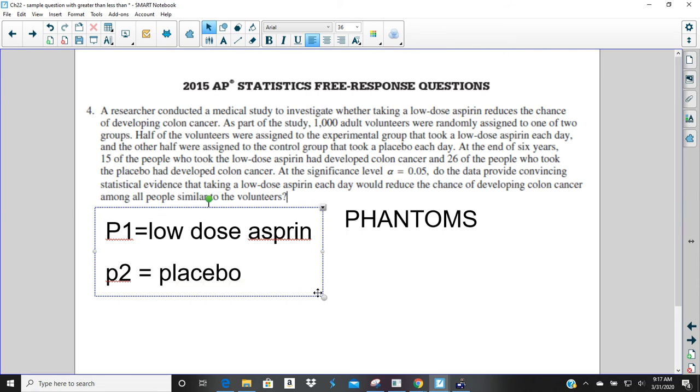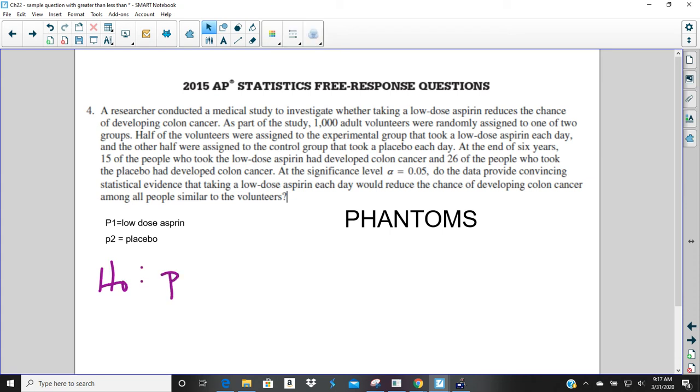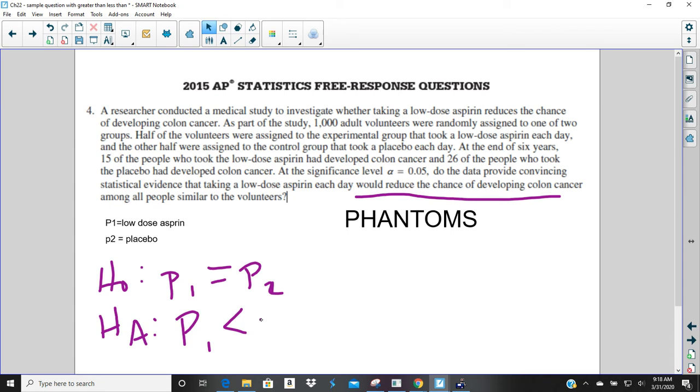Okay. So what's our alternative and our null hypothesis? Our null hypothesis, I'm going to write it this way instead, is P1 equal to P2, just so we have different ways of seeing it. The alternative: they want to know if there's convincing evidence that taking a low dose aspirin would reduce the chance of developing colon cancer. So in this case, P1 is going to be less than P2. I'm just looking for those numbers. The third thing that might come up, I don't have an example right now, is difference. When it says, is there a difference, that's going to be not equal to.